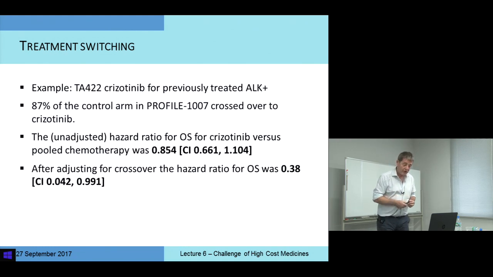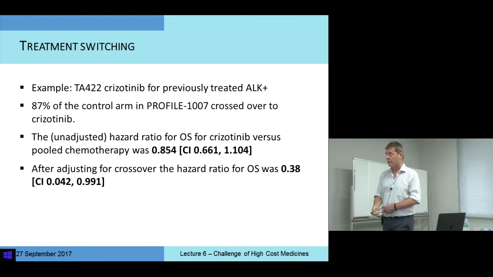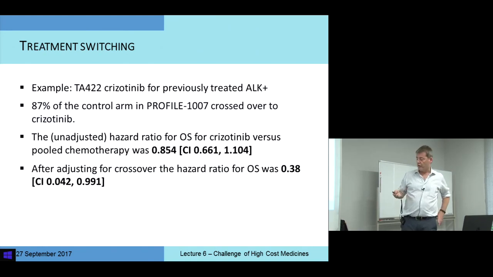Here's an example. This was crizotinib. This was just a few months ago, or last year actually. Crizotinib for previously treated ALK-positive cancer. 87% of the control arm in the main trial, PROFILE 1007, crossed over to crizotinib. And if you didn't adjust the hazard ratio, so you didn't allow for crossover, the estimated hazard ratio was 0.854, with a confidence interval quite either side of 1.